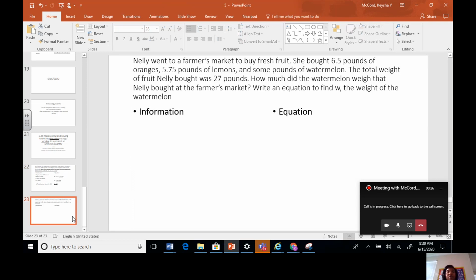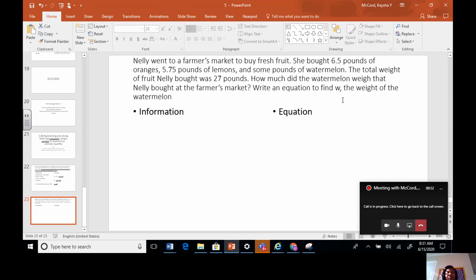Nellie went to the farmer's market to buy fruit. She bought 6 5/10 pounds of oranges, 5 7/10 pounds of lemons, and some pounds of watermelon. The total weight of the fruit Nellie bought was 27 pounds. How much did the watermelon weigh that Nellie bought from the farmer's market? Write an equation for W, the weight of the watermelon.